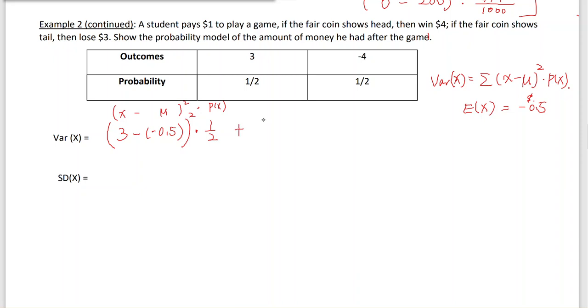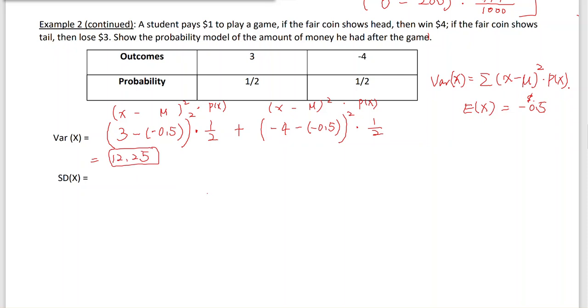Sum with the second outcome, where we have negative 4 as the outcome x, minus mu, which is negative 0.5, and then squared, times the corresponding probability, which is 1/2. And then after calculation, you will have 12.25.